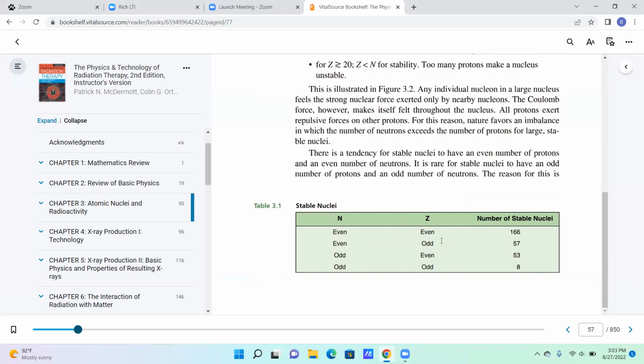So you can see here in this particular graph that the number of stable nuclei with an even number here greatly outweighs when either one of these two values is odd or when both are odd. As a matter of fact, when both are odd, the number of stable nuclei is rather small. And in both of these cases, where either the neutron number or the proton number is even, you don't come close to approximating it when both are even.